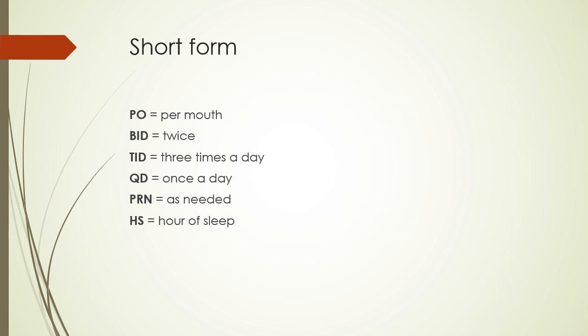Similarly, you need to know about short forms too, and those are PO means per mouth, BID means twice a day, TID means thrice, that means 3 times a day, QD means once a day, PRN means as needed, HS means hour of sleep.